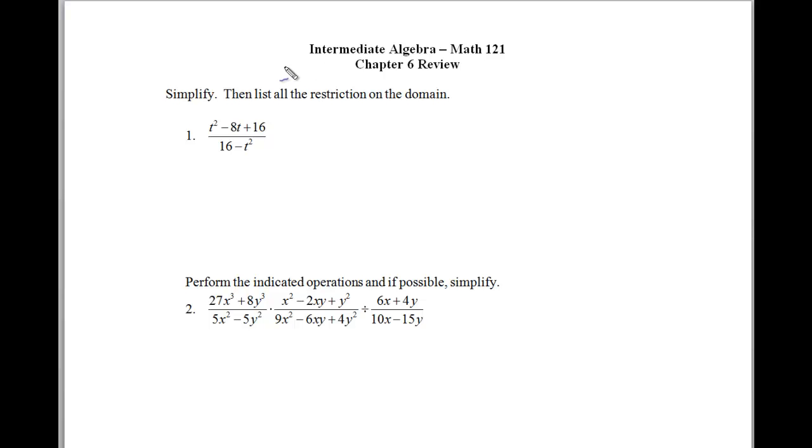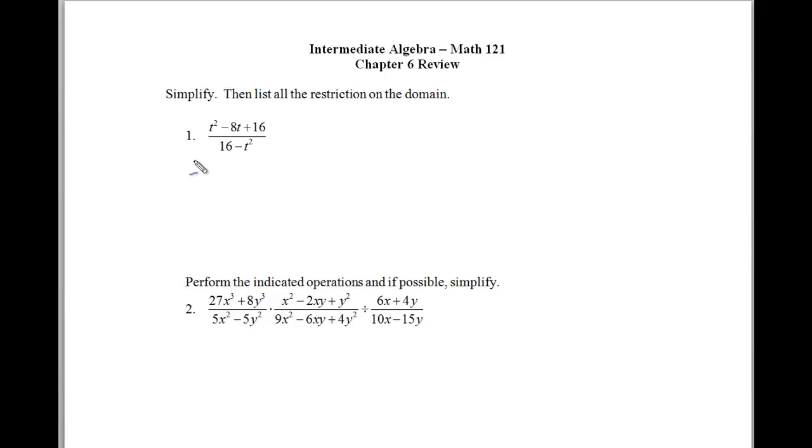Okay, so the first problem that we have here is to just simplify the problem and list the restrictions on the domain. Now, the first thing I'm going to do here is take a look at this denominator. And this is a very odd way to write the denominator. Usually we have the powers first and then everything else second. But you'll notice that this problem is written backwards.